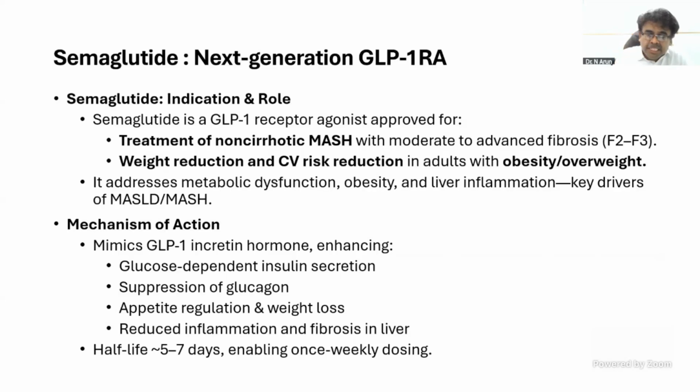So the basic mechanism of action: once you give semaglutide starting at a dose of 0.25, and escalate to 0.5, 0.75, and up to 2.4 milligrams, titrating the dosage every 4 weeks, the most important mechanism is that it mimics the GLP-1 incretin hormone. So glucose-dependent insulin secretion, suppression of glucagon, appetite regulation, and weight loss, and the inflammatory cascade and fibrotic changes in the liver will have a significant improvement.